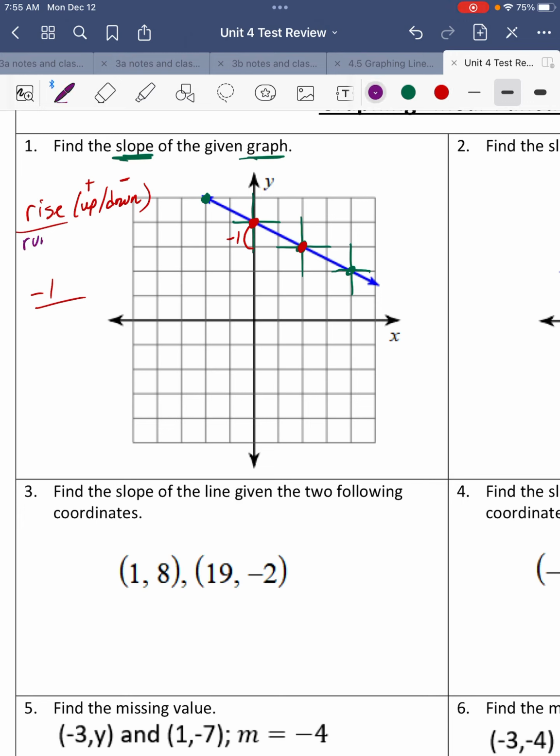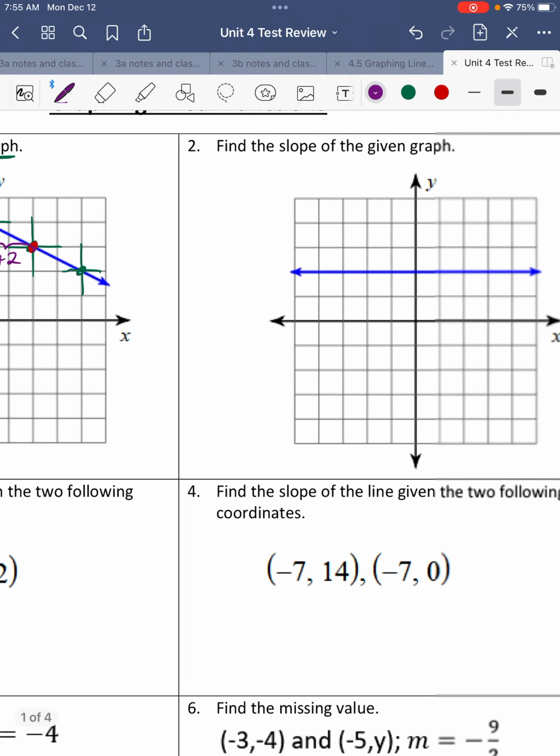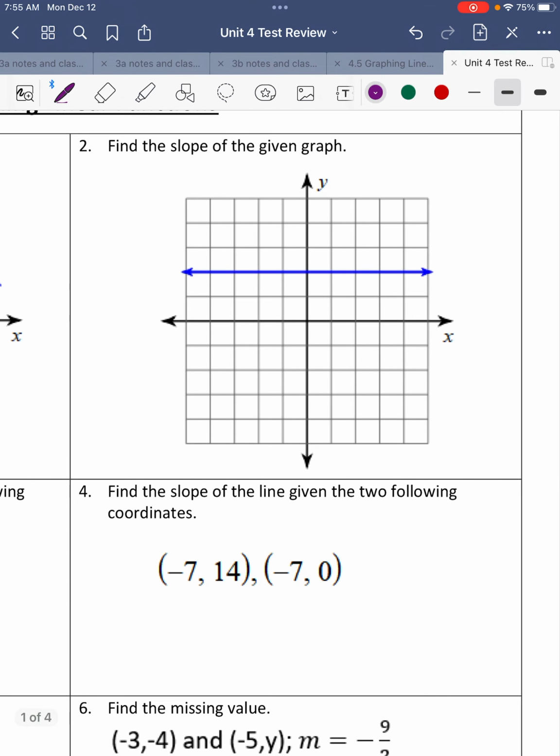Then we're going to go run. Run means right or left. Right is positive, left is negative. So we're going to go right 1, 2. That's +2. And then we don't have to simplify -1/2. That is your slope of that line. And the slope of the given graph.